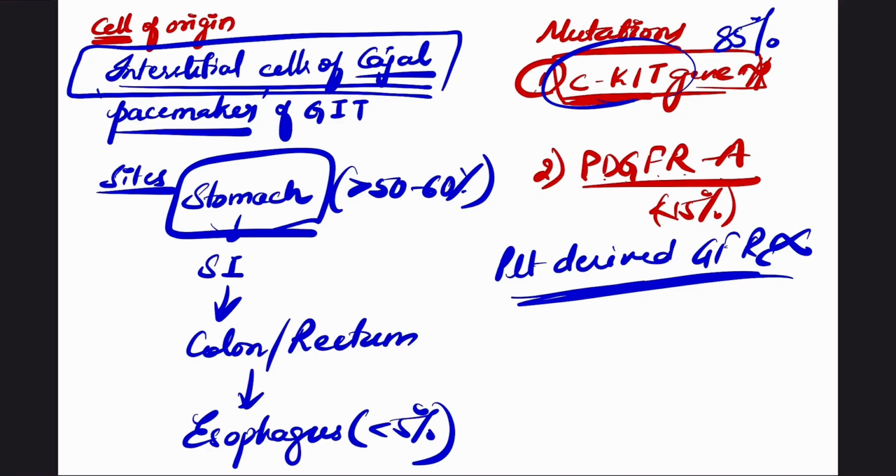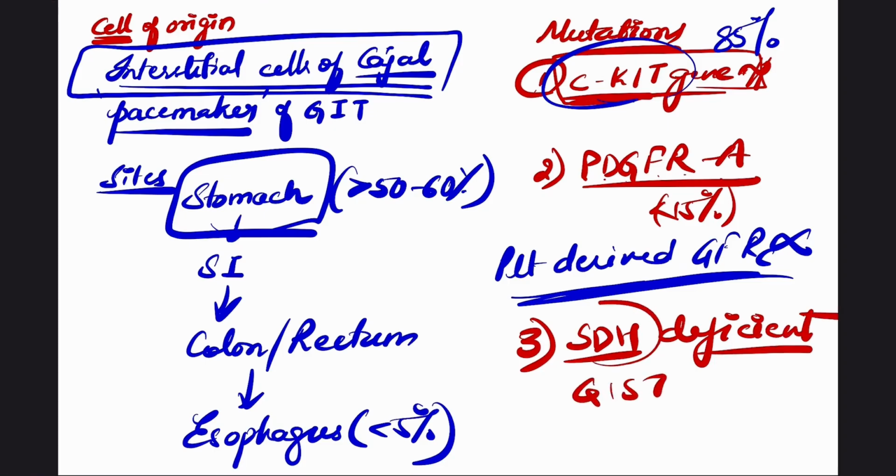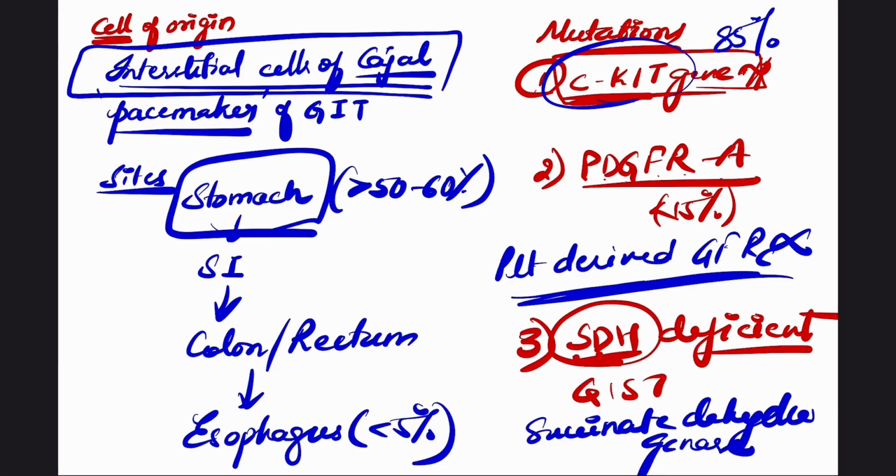The third mutation is SDH-deficient GIST. SDH means succinate dehydrogenase. Succinate dehydrogenase enzyme deficiency is the most common variant seen in the pediatric age group. It is a pediatric GIST.